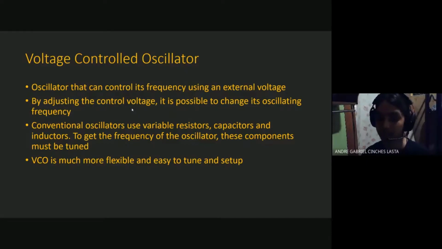Conventional oscillators use variable resistors, capacitors, and inductors to get the job done. Now, to get the frequency of the oscillator, these components must be tuned. Compare it to a voltage-controlled oscillator. It is much more flexible, easy to tune, and set up.